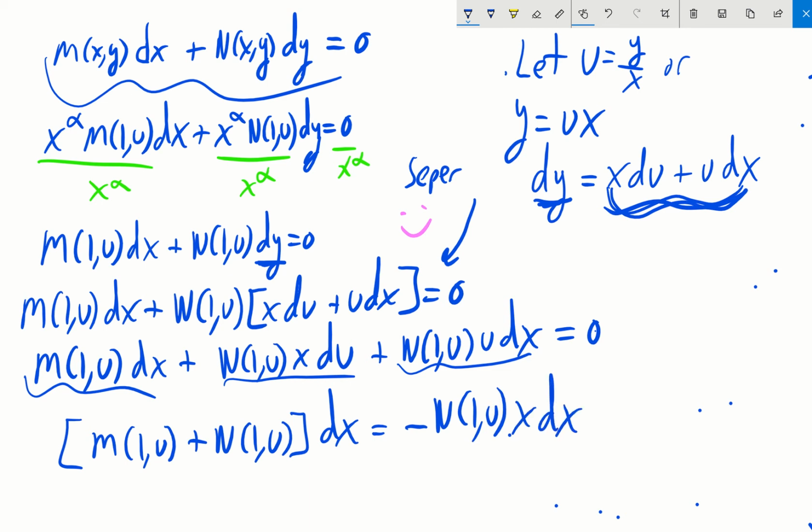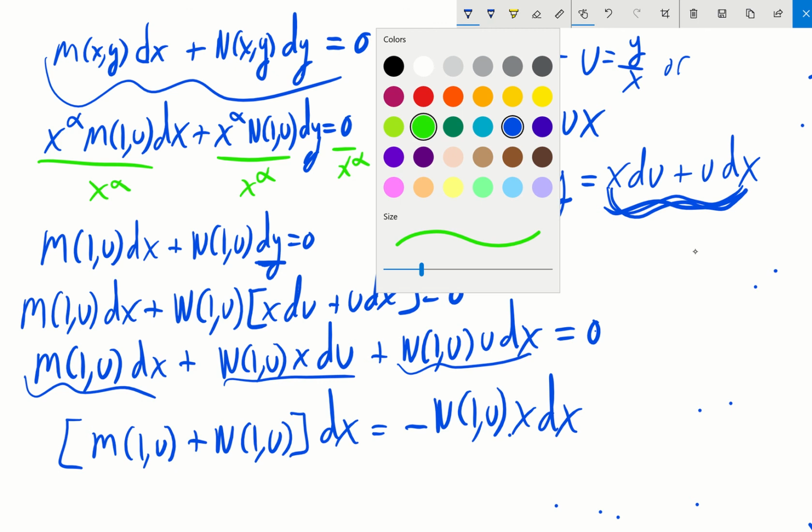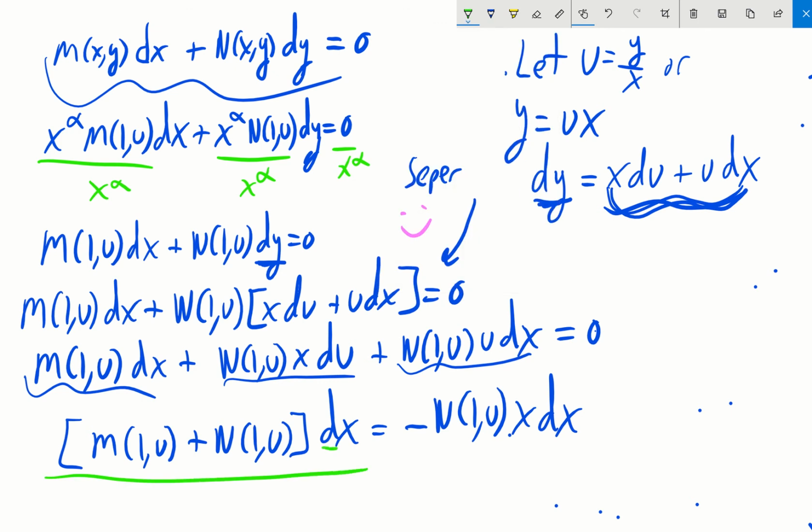And now here's what we're going to do. I have a dx on this side. Whoops, wait a minute. That's not good. Copy mistake. No, we do have a dx on that side. I copied this over wrong. I said I was taking this term to the other side. That should be a negative n of 1 comma u x du.